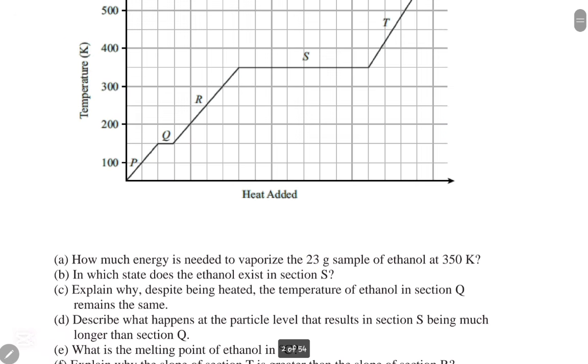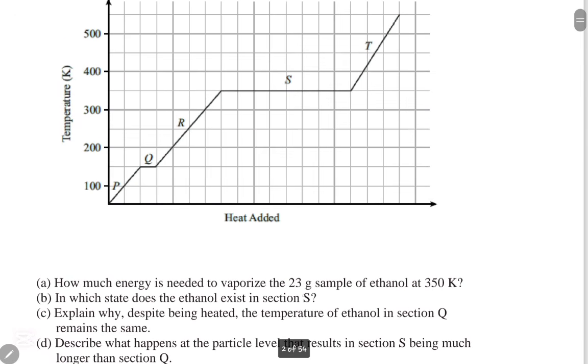What does it say? In which state does ethanol exist in section S? Section S is where? Section S is here. You should know this from grade 9 or grade 10. Initially, we start as a solid, and it starts increasing its temperature slowly. And then, when it becomes flat, it's a solid and a liquid. And then here, it will become only what? It will become only a liquid.